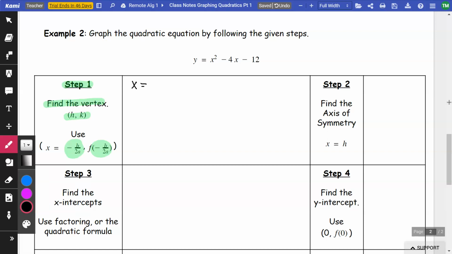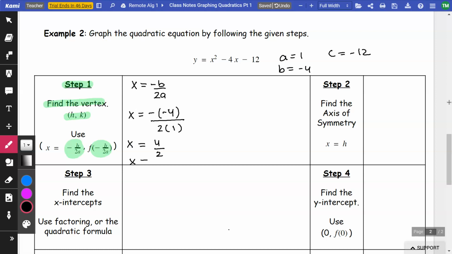So when you did x equals -b over 2a, y equals x squared minus 4x minus 12 is our equation. a would be 1, b would be -4, c would be -12. So plugging those values in, x would be the negative of -4 over 2 times 1. So x is equal to 4 over 2. 4 divided by 2 is 2. So the x value of your vertex is 2.